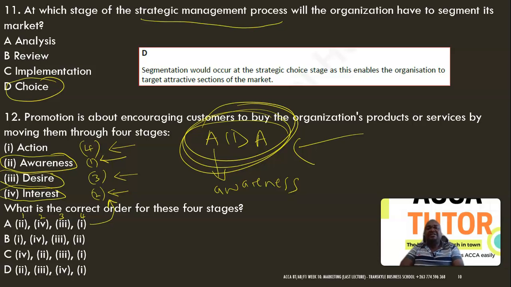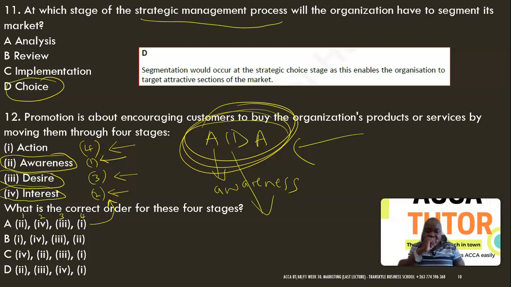Here the statement is saying promotion is about encouraging customers to buy the organization's products or services by moving them through 4 stages. So the first stage is awareness. We need to make customers know what we are offering. They need to know, right? This could be done through advertisement and so forth, so that we make them know what we are offering. Then, interest.